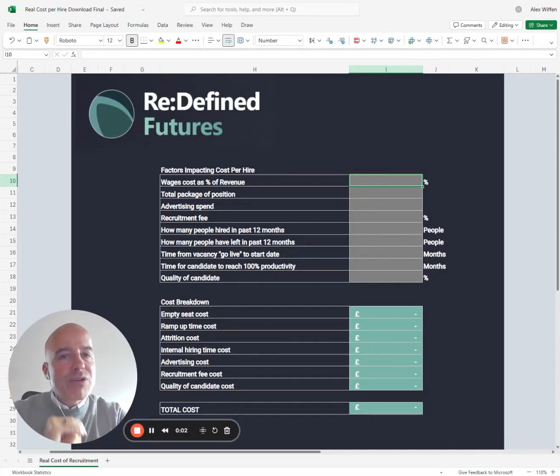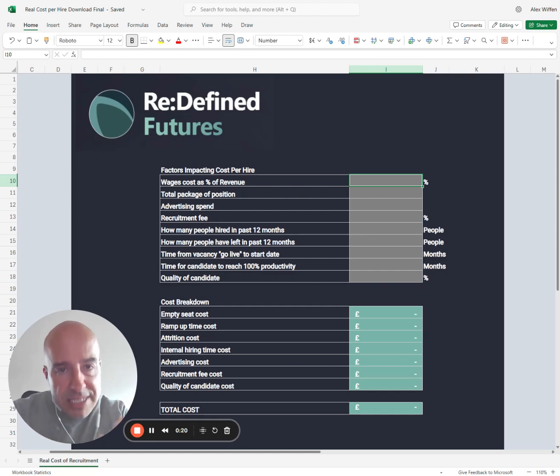Okay, so the real cost of recruitment, it's a tricky one and difficult to calculate. Most HR advisors would look at the direct costs, so the cost of advertising, the cost of any external recruitment provision, the cost of the internal team. But we all know there's a lot more to it than that.